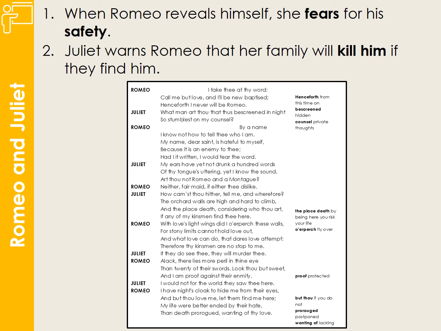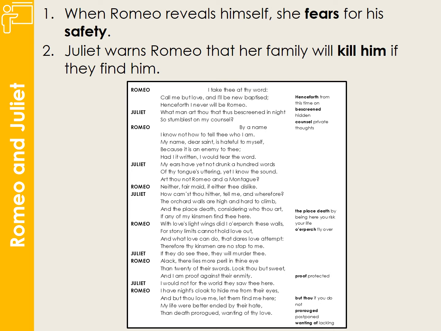And then slowly it becomes revealed of who he is. And he says, by a name I know not how to tell thee who I am. My name, dear saint, is hateful to myself, because it is an enemy to thee. Had I it written, I would tear the word. It's all very dramatic. So basically he's saying, I can't tell you who I am, saint, because I hate my name, because it is your enemy.